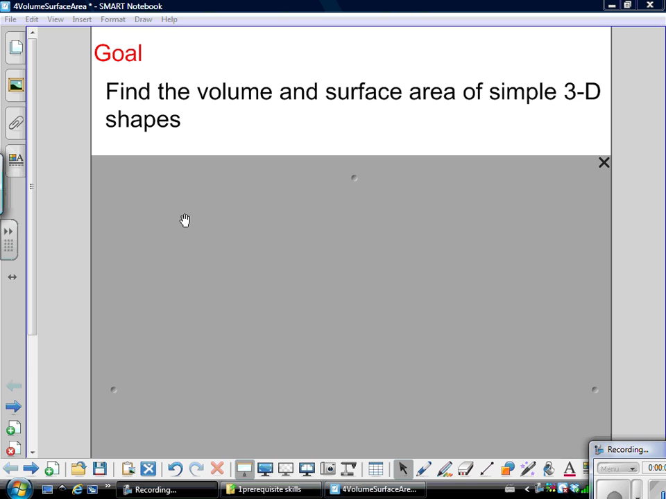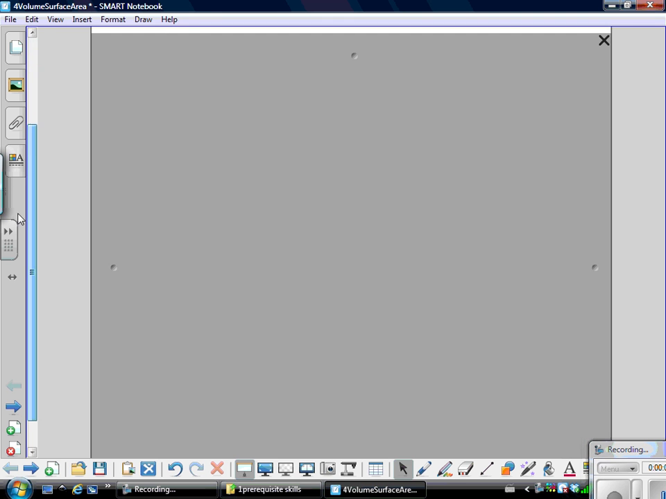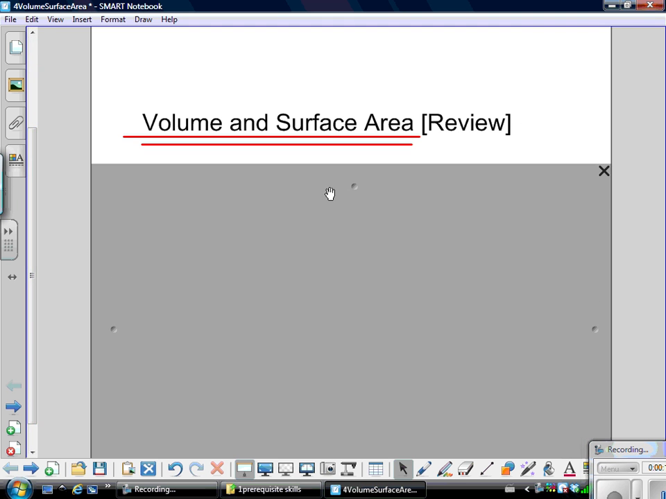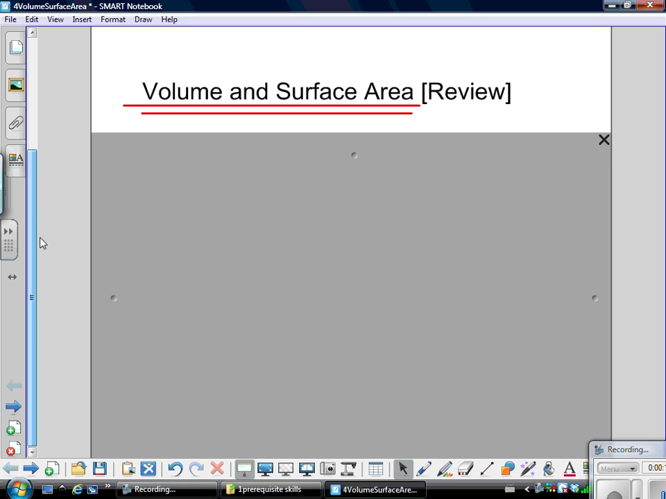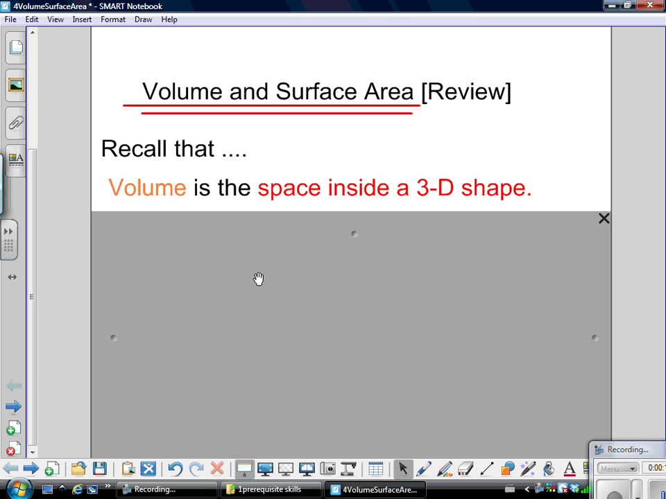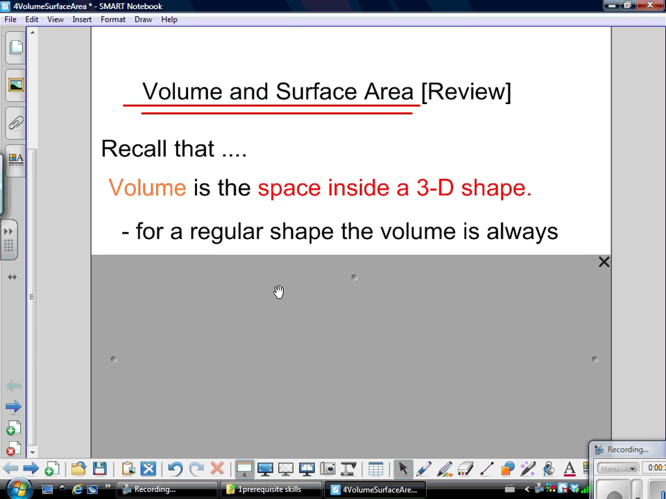Today's mini lesson, the goal is to find the volume and surface area of simple 3D shapes. This is just a review of things that you already should know. Recall that volume is the space inside a 3D shape. That's how it's different from area. Area is a two-dimensional measure. Volume is a three-dimensional measure.